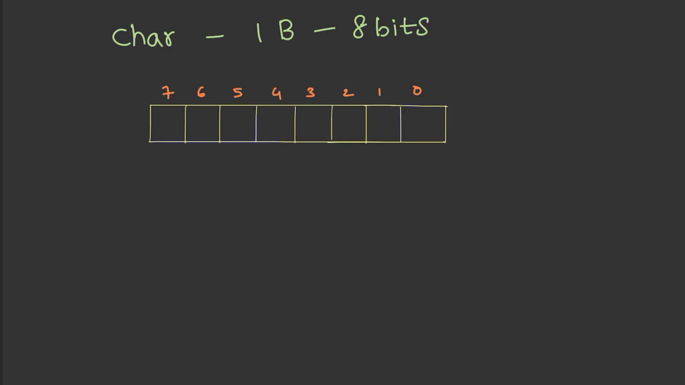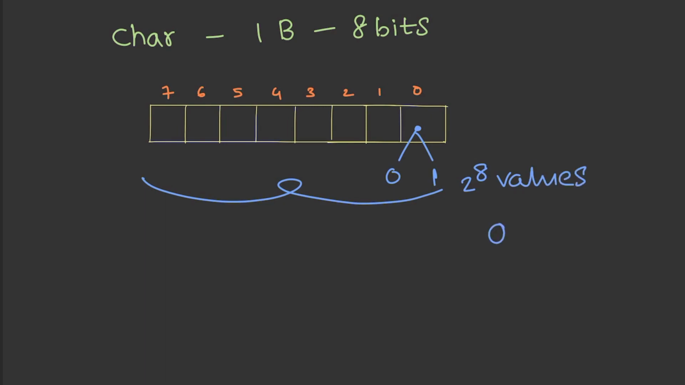Suppose, for example, let's take a character which is of 1 byte and has 8 bits. As we have seen earlier, each and every bit is capable of storing either a 0 or 1. As we have 8 bits, it is capable of storing 2 power 8 values. If we start with 0, it can go till 2 power 8 minus 1. So, the range of character lies from 0 to 255.